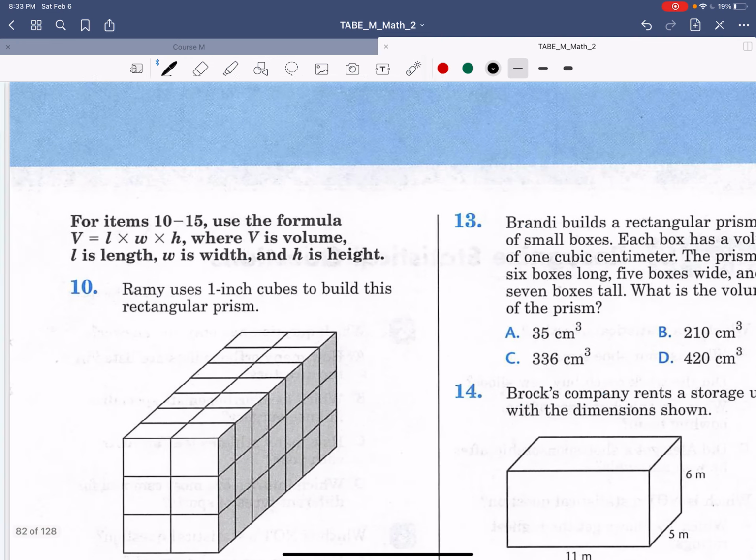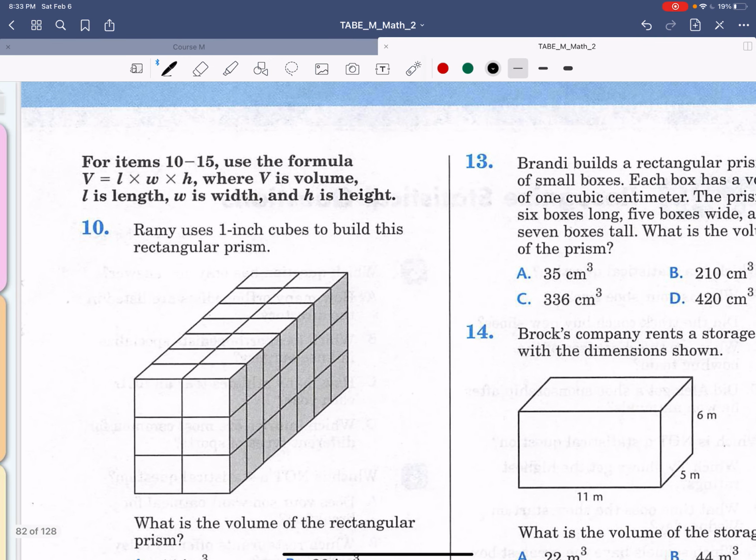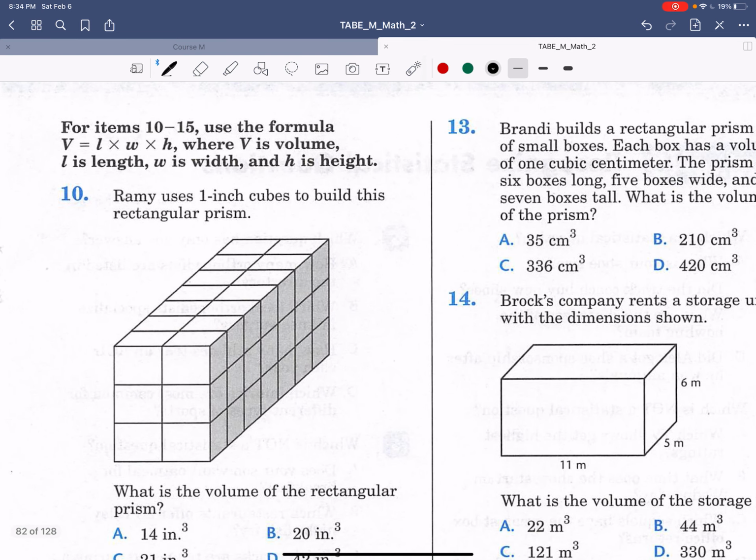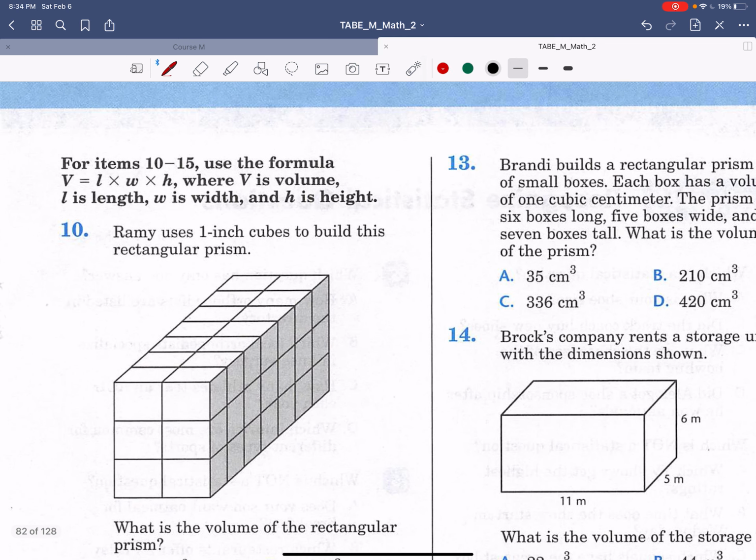Number 10. For items 10 through 15, use the formula V equals LWH, where V is volume, L is length, W is width, and H is height. Ramey uses 1-inch cubes to build this rectangular prism. What is the volume of the rectangular prism?